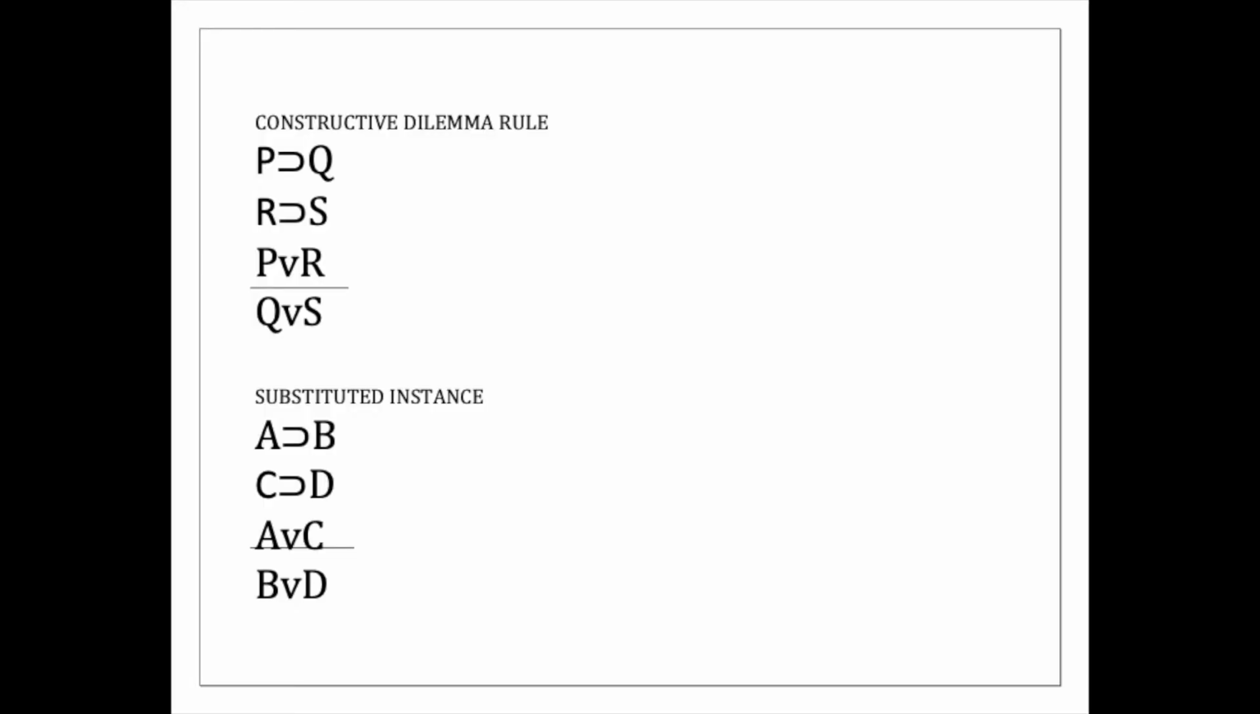So from the instance, if P then Q, and the instance, if R then S, and the corresponding P or R, then you may infer Q or S. Let's take a look at the form. You see the given information. If P then Q, if R then S, P or R, therefore Q or S. Notice the substituted instance. If A then B, if C then D, A or C, so we may infer B or D.